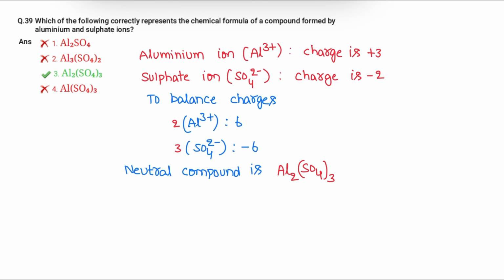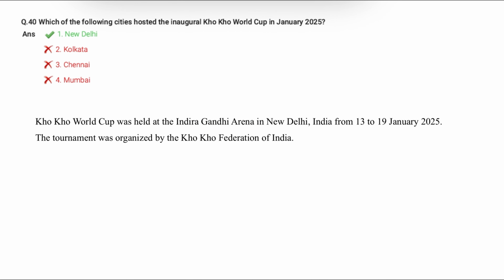Question 39. Which among the following correctly represents the chemical formula of a compound formed by aluminum and sulfate ions? For aluminum, the charge is plus 3; the sulfate ion charge is minus 2. To balance the charges, 2 Al3+ and 3 SO4 2-, that is Al2(SO4)3. The correct answer is option 3, Al2(SO4)3.